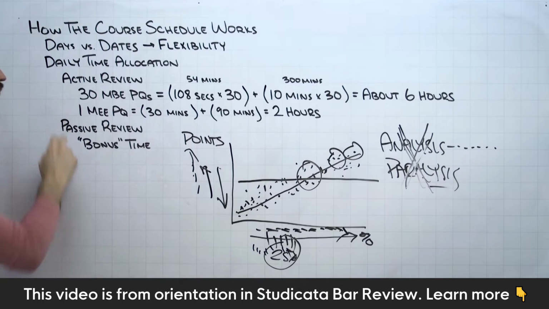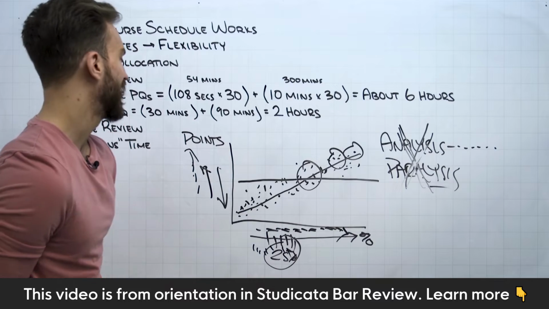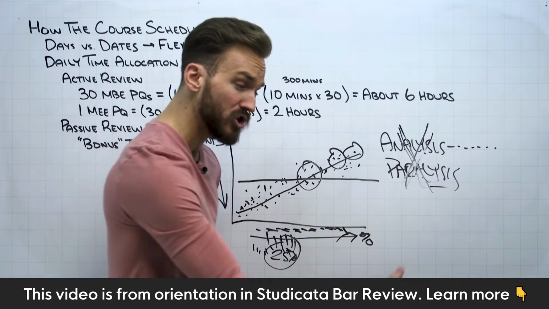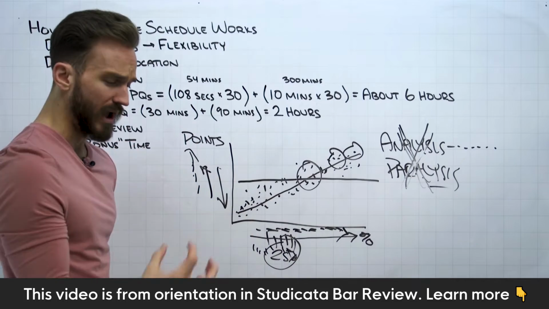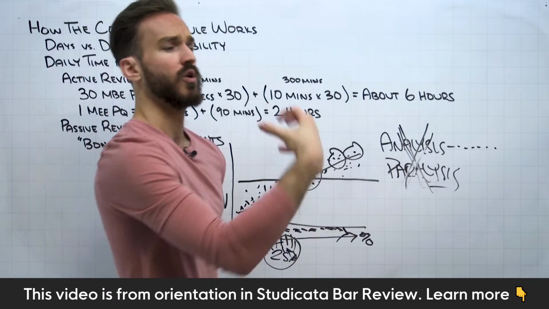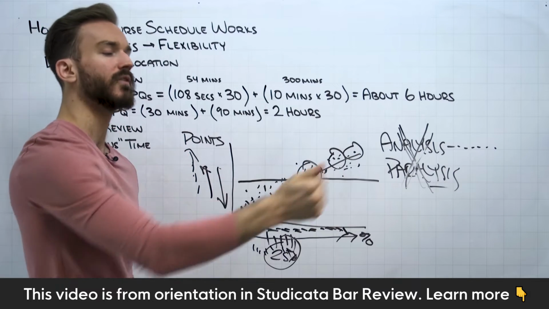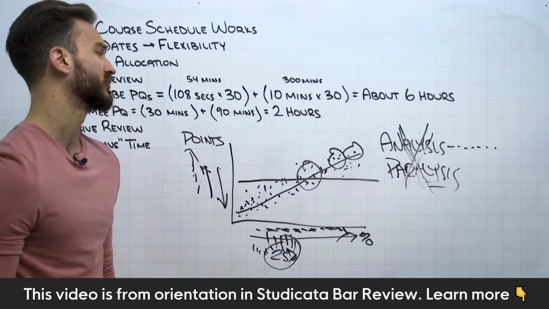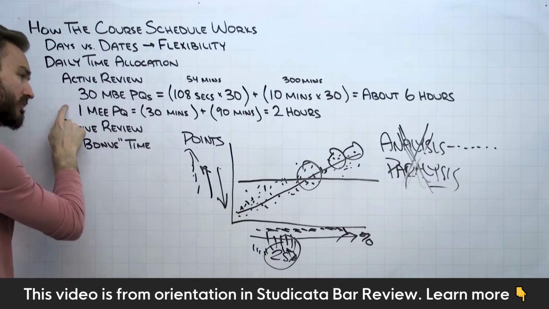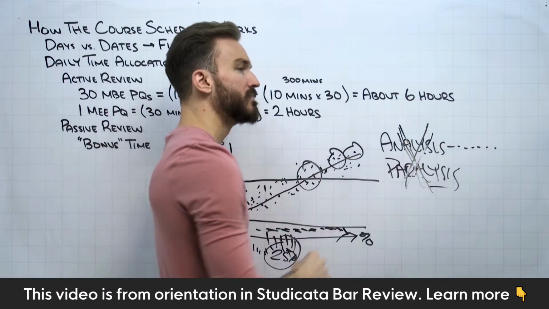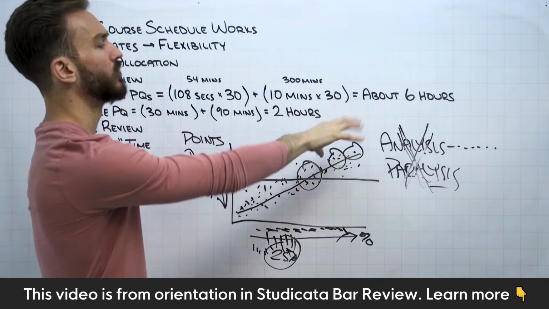Same idea with the 1 MEE practice question essay, right? It takes 30 minutes to write the essay. We're saying 90 minutes to review that essay. Go in, try to fully wrestle with the fact pattern, understand why each point was the way that it is, and really get that confidence to write a passing essay if you saw a similar fact pattern. 90 minutes to review the essay. So you're looking at 2 hours. That's how we kind of came to, okay, maybe maximum 8 hours a day.